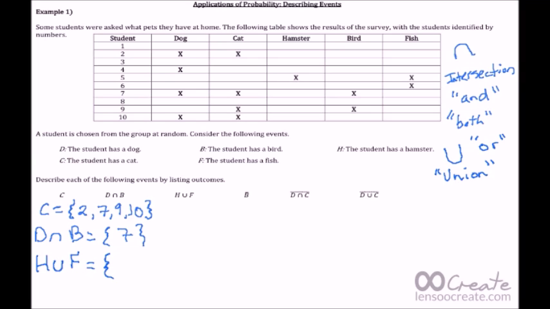So let's look at the students that have a hamster or a fish. I see student 5 has a hamster, and I go over to the fish column, and I see student 5 has a fish, and student 6 has a fish. So the possible outcomes are 5 and 6. We don't need to write 5 twice, because are there 2 student 5s? Think about it. If you have a hamster and a fish, are there 2 of you that own a hamster and a fish?